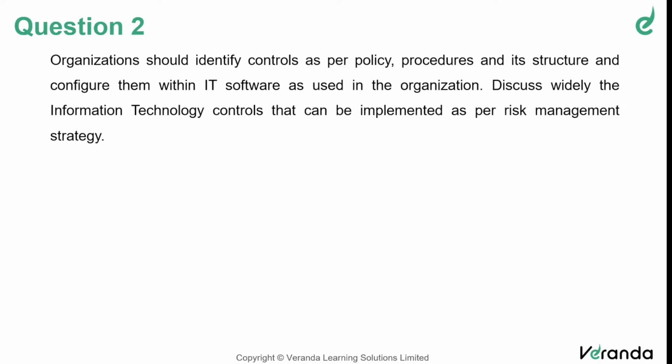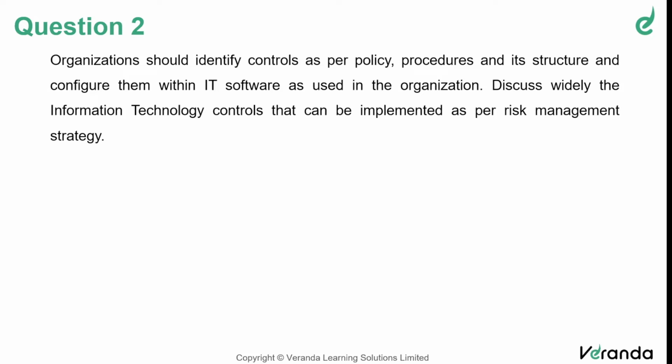Organization should identify controls as per the policy. Discuss the IT controls that can be implemented as per risk management strategies. Our chapter number 3 is on controls, so when you see this question, all of us will get confused that it is chapter number 3. But what you should know is that whenever risk management, ERM, or these risk-related terms come, it is chapter number 1.